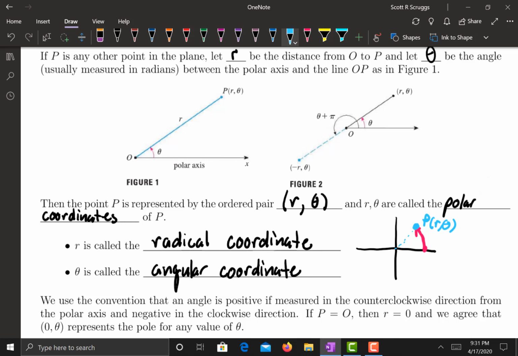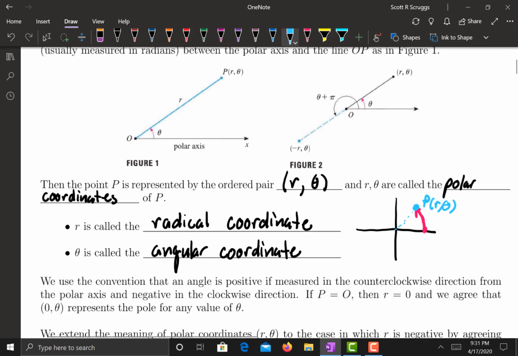If I have a positive angle, just like with the unit circle, we're rotating counterclockwise. But if my angle is negative, I'm rotating clockwise. So the same convention that we've used back in trigonometry when we learned about the unit circle.